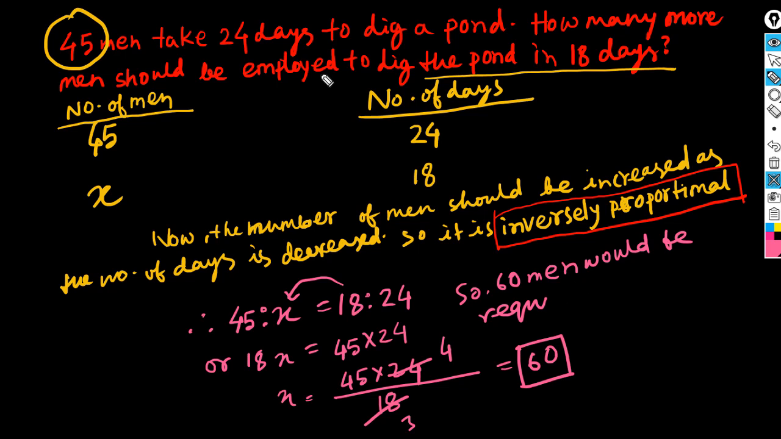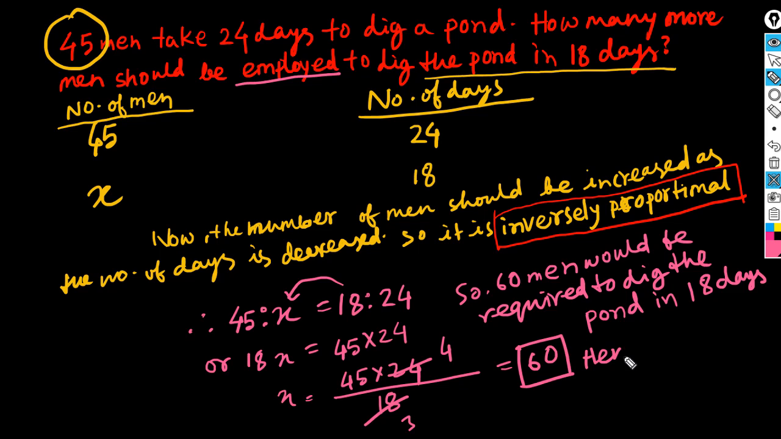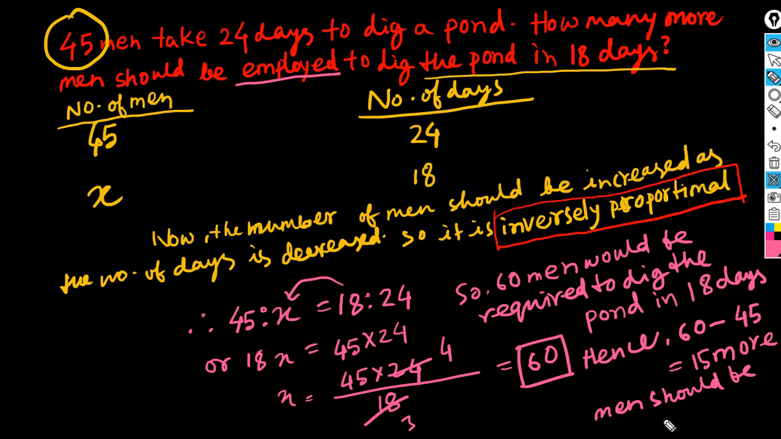So your answer is C. Let me write down here: the number of men required to dig the pond in 18 days is 60, so 60 minus 45, that is 15 more men should be employed. Okay, that's solving your problem.